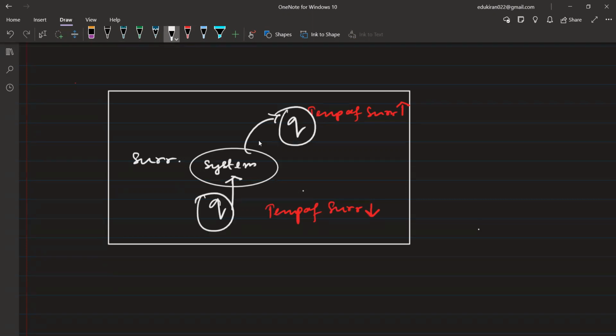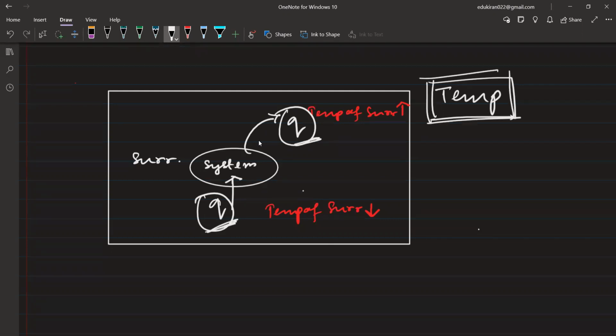If heat is involved, then we can infer how much heat is involved from what? From temperature. So temperature is the tool, or rather the property, that we are going to measure in order to infer this heat. How much heat is involved? We will get that from the temperature.